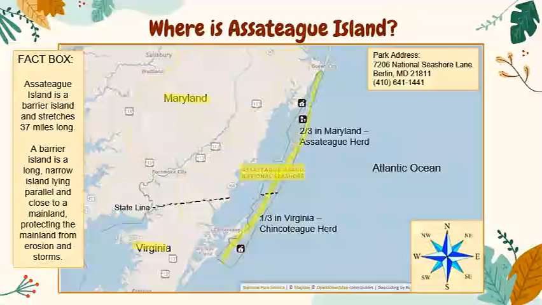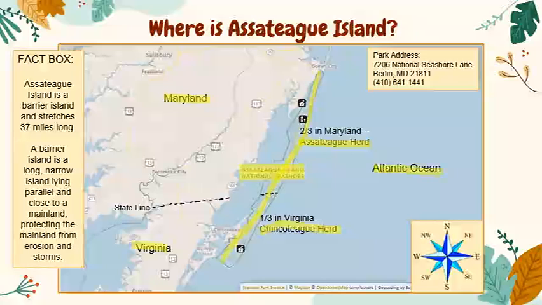Now, two-thirds of this seashore is owned by Maryland and is actually in Maryland, and that is called the Assateague herd of horses. And then one-third of it is in Virginia and owned by Virginia, and that's the Chincoteague herd of horses. Of course, we're by the Atlantic Ocean, just like North Carolina is here. Maryland and Virginia are as well.